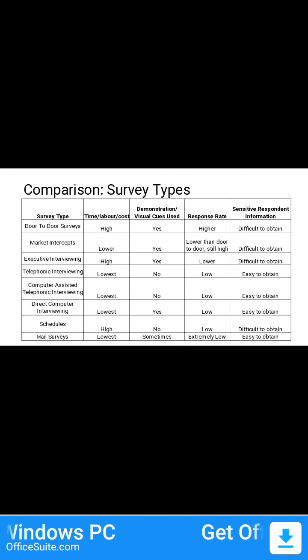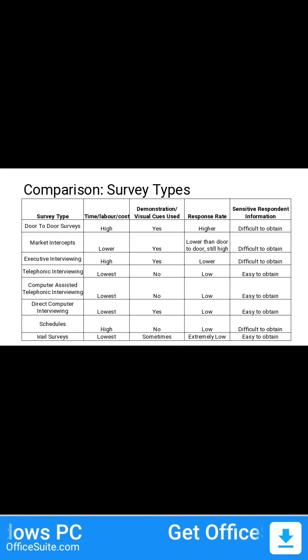The third criteria would be the response rate. How likely is the respondent to go through your questionnaire and answer all the questions which are there in the questionnaire?